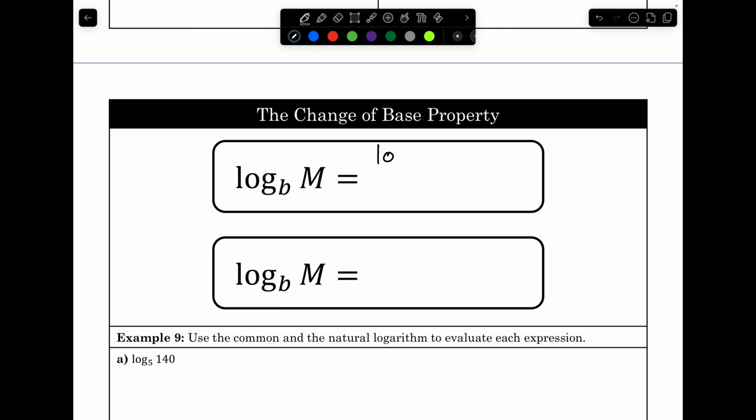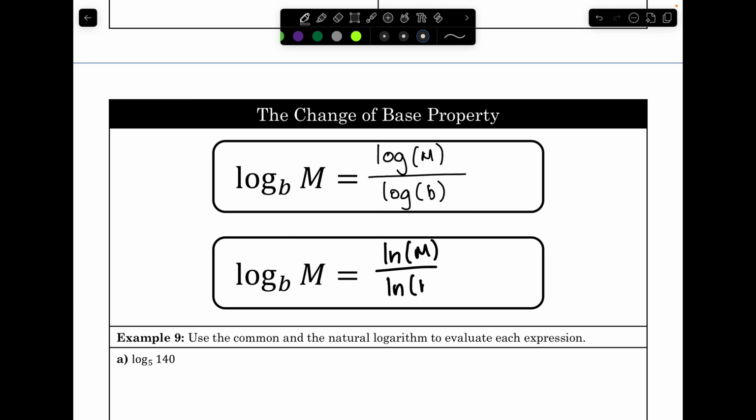by using the change of base property, which states that using the common log, this log base b of m is equal to the ratio of the common log of m divided by the common log of b. And the same thing would be true if we were to use the natural log. So if I use the natural log of m and divide it by the natural log of b, that would give us the same numerical value as taking the log base b of that m value.